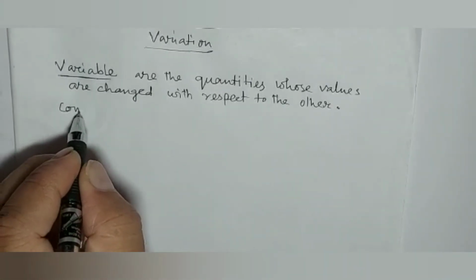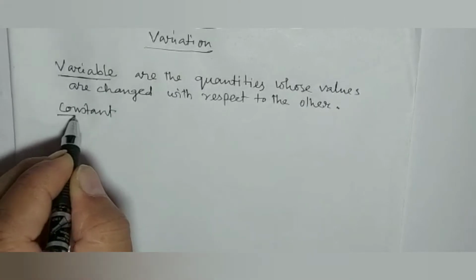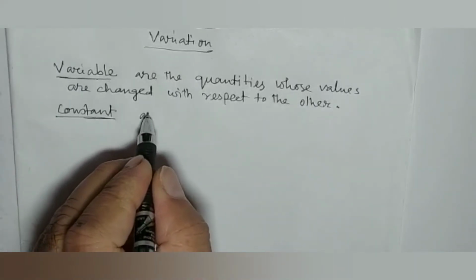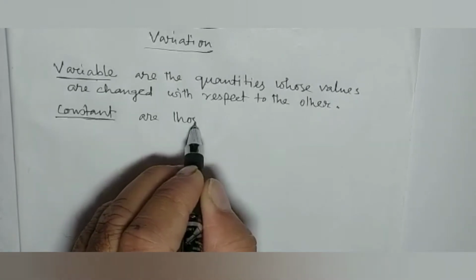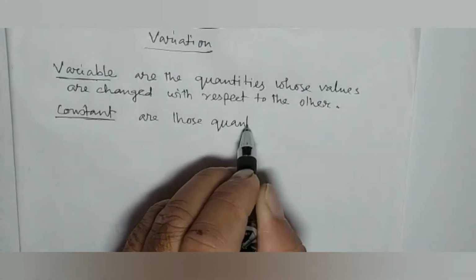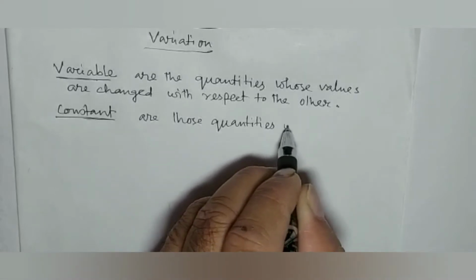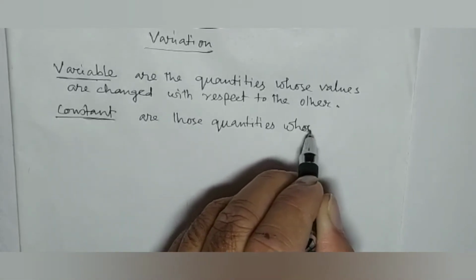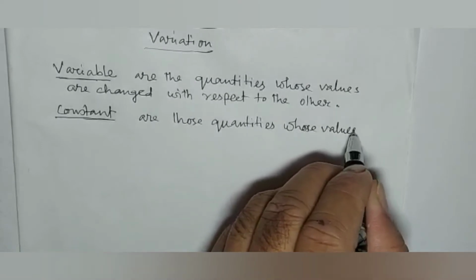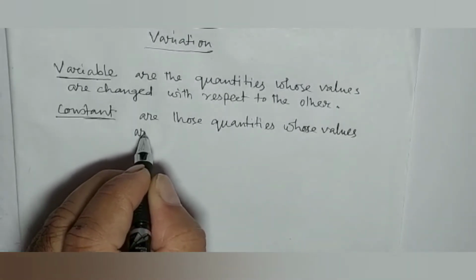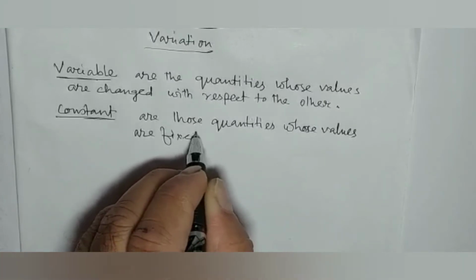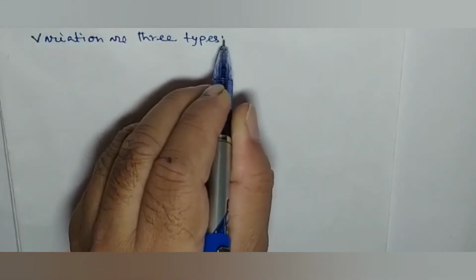Now, what is constant? Constants are those quantities whose values are fixed. Variation is of three types.